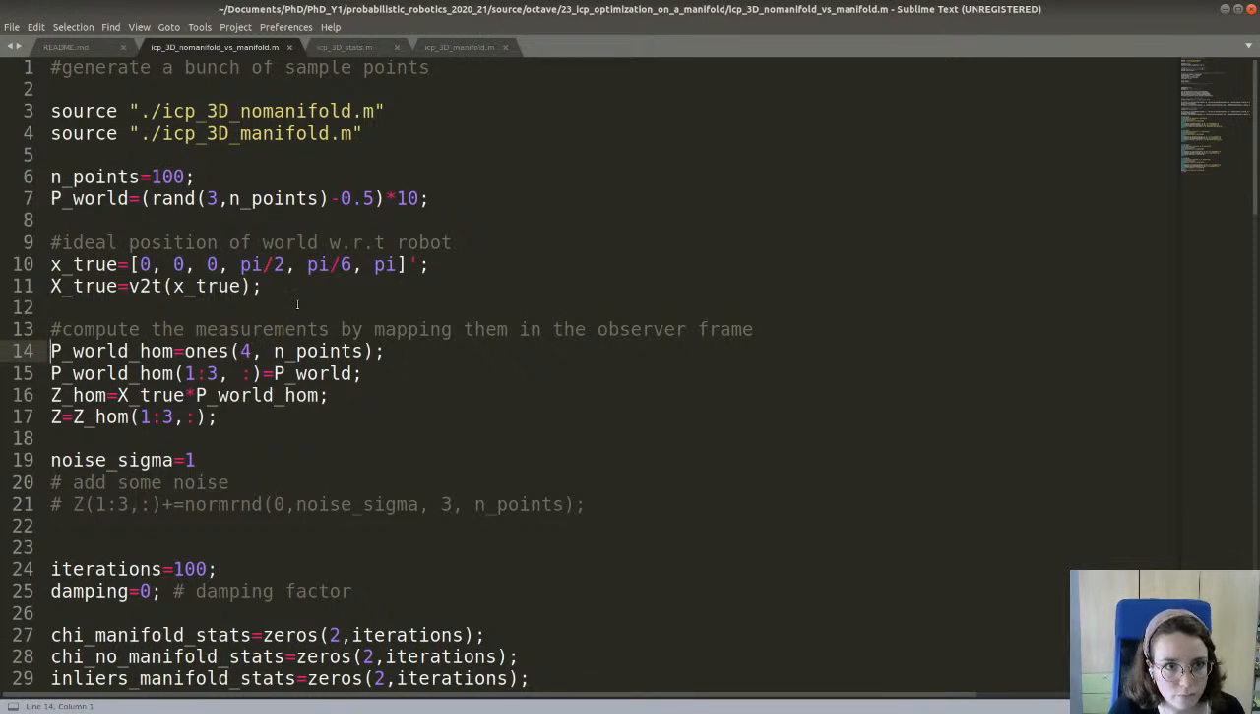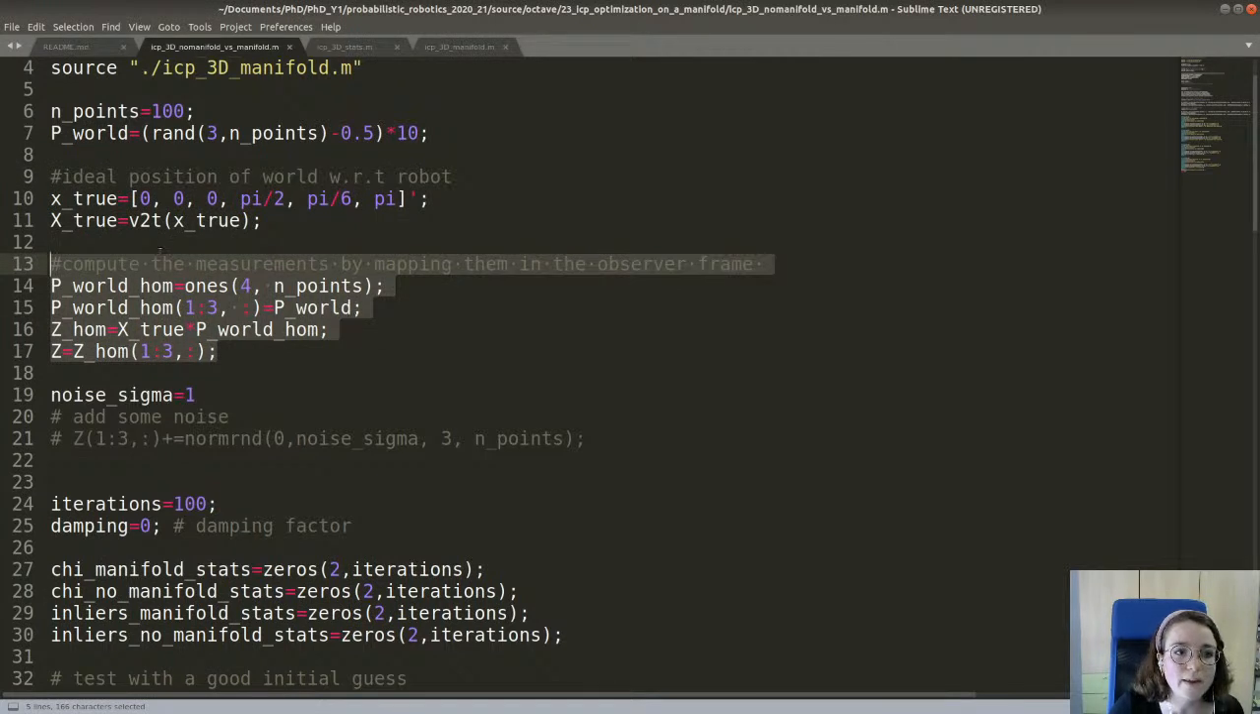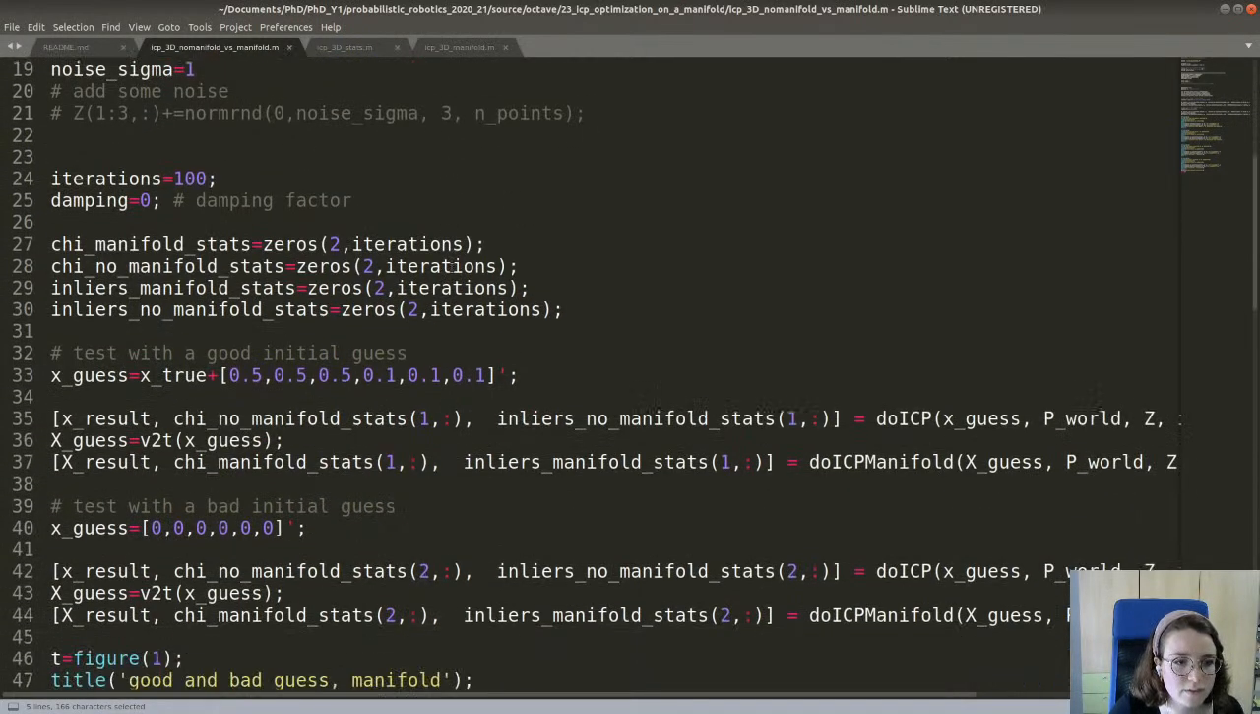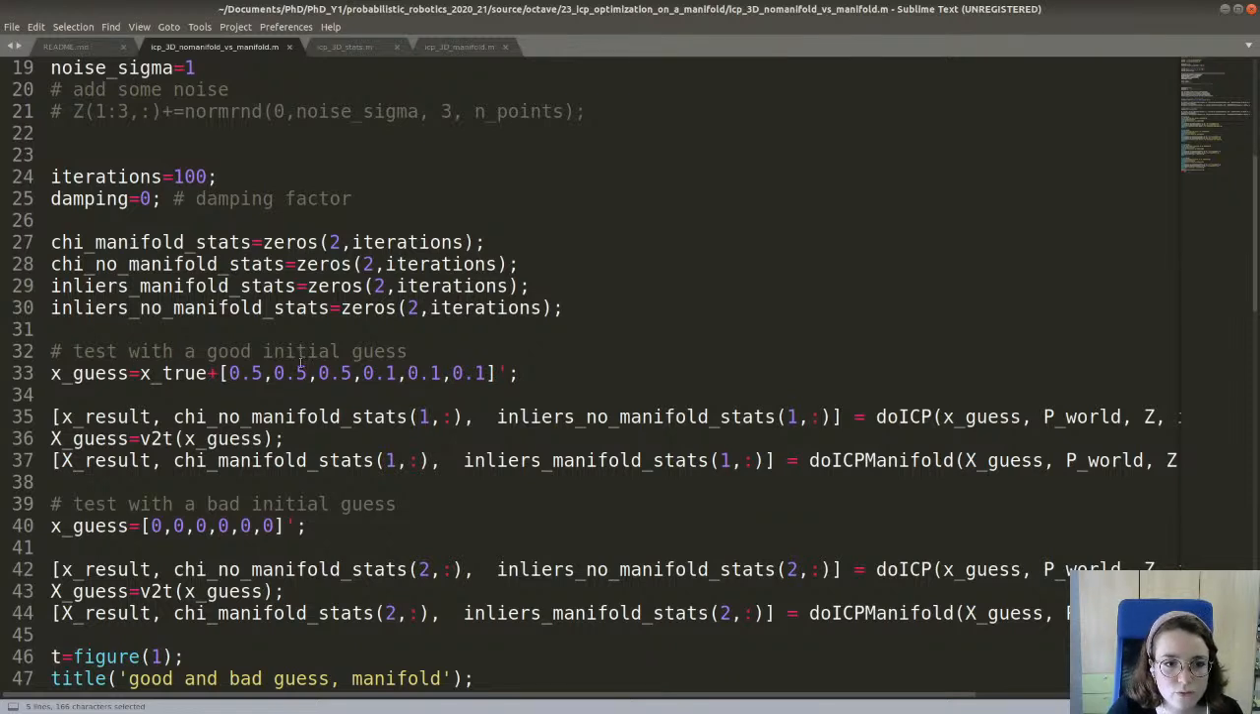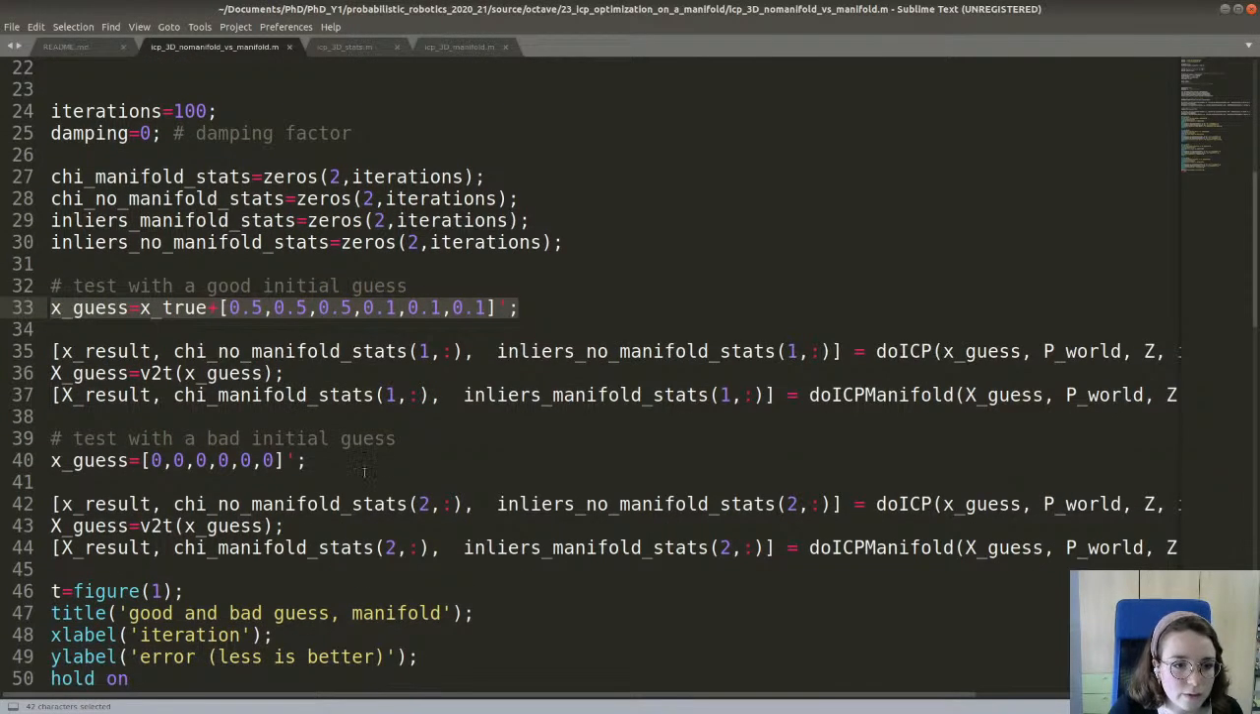First of all, in this script we are constructing the measurements given a set of 100 random points and an ideal position of the world with respect to the robot. Actually it's the pose of the world with respect to the robot. Then we are computing the measurements by applying this x true to the points in the world. What is important in this script is that we have two kinds of test. We have the test with a good initial guess, that means with an x guess that is similar to the x true, and another one with a bad initial guess, and in both cases we have both the ICP with and without the manifold formulation.